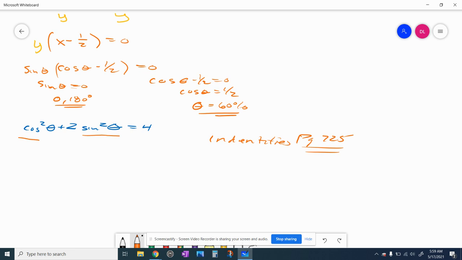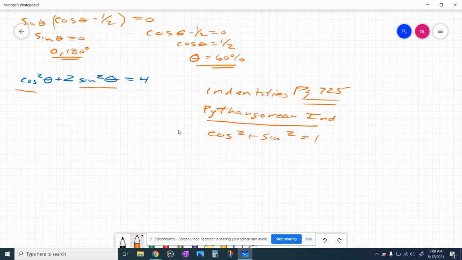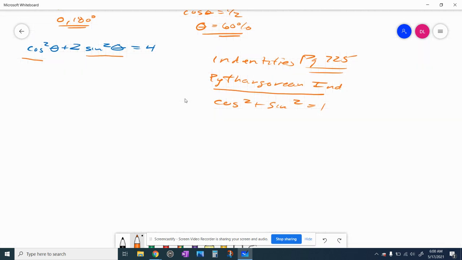Go to the identities on page 725. Go down about a third of the way, and there's something called the Pythagorean identities. One of them says cosine squared plus sine squared equals 1. We're going to use this particular one here. There's also another one: tangent squared plus 1 equals secant squared, that we could use in a different type of problem.